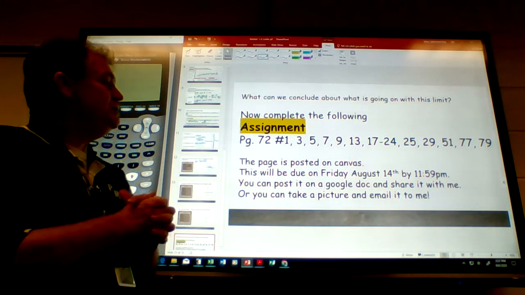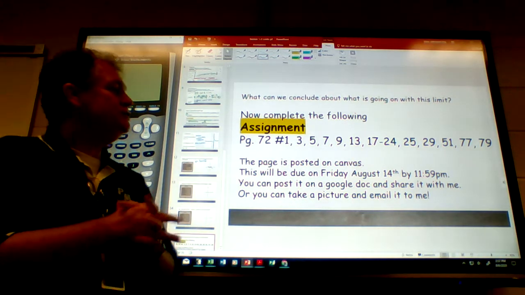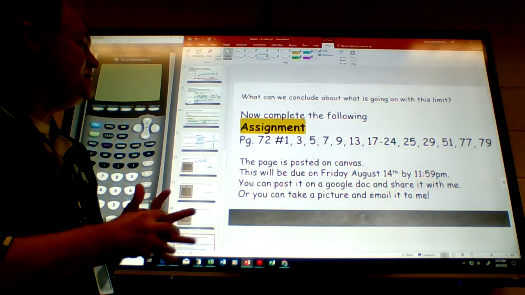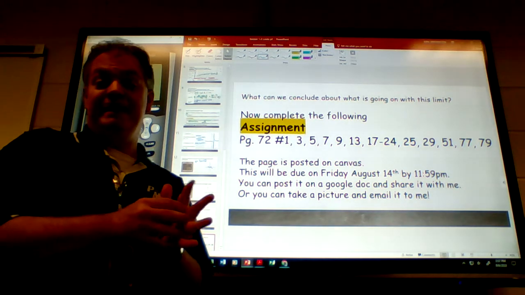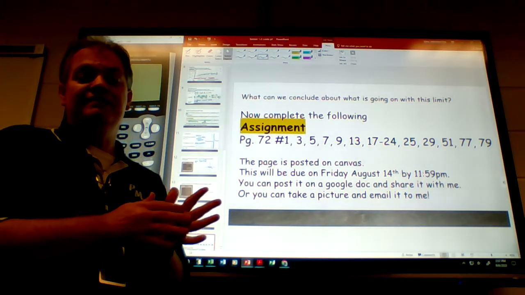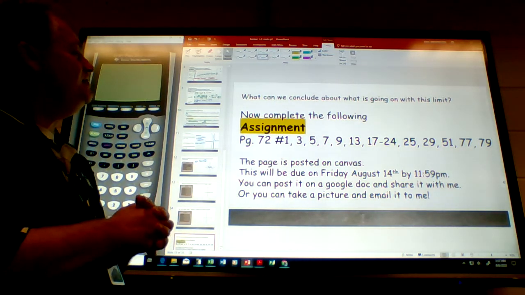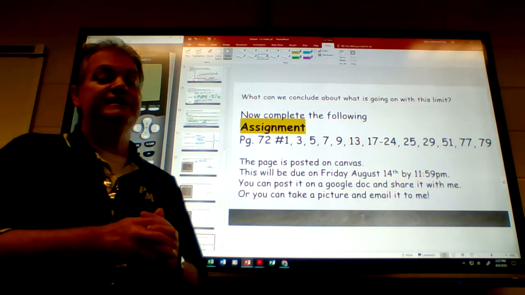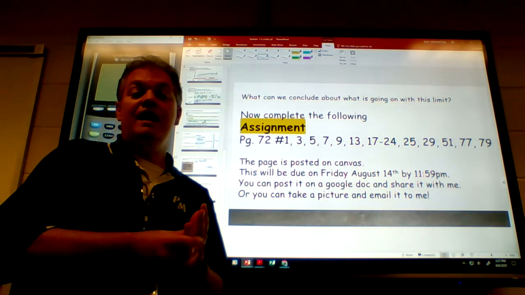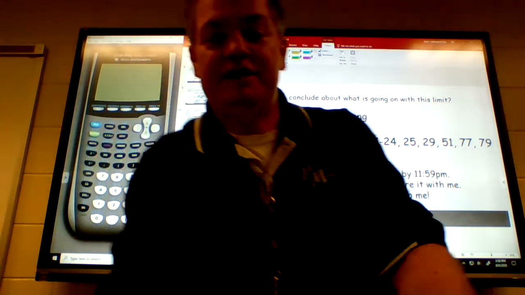And then you can do one or two things. You could post it on a Google Doc and share it with me, or you can take a picture of it and email it to me, however you want to do it. But you'll have until Friday at 11:59 to get it turned into me. So email me if you have any questions, and I'll get back to you as soon as possible.